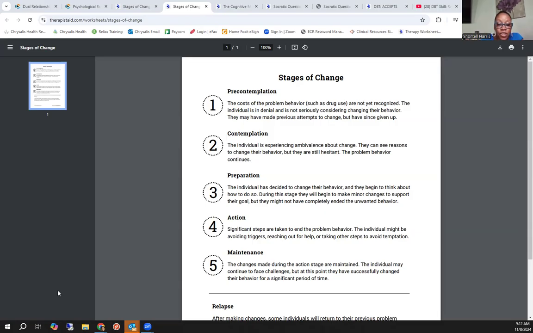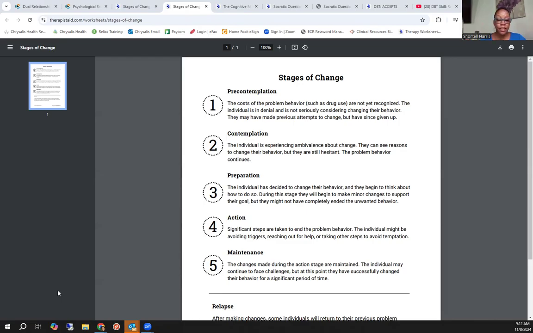The next stage is contemplation. And that has to do with the individual experiencing ambivalence about change. You might see a reason to change the behavior, but you're still very hesitant. So the problem behavior continues, whatever that is, whether it's continuing to smoke weed, continuing to have anger outbursts, continuing to talk smack, to get in fights at school. You know, maybe I should change, but this is just who I am. People need to accept me. That's contemplation, okay? So the negative behavior that's got you in this situation continues.